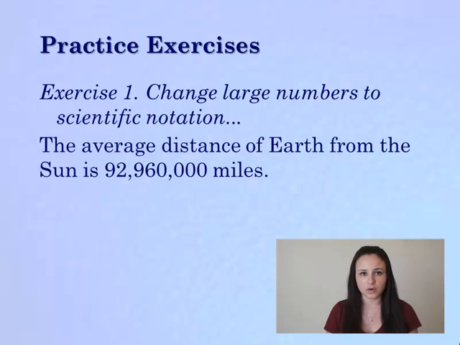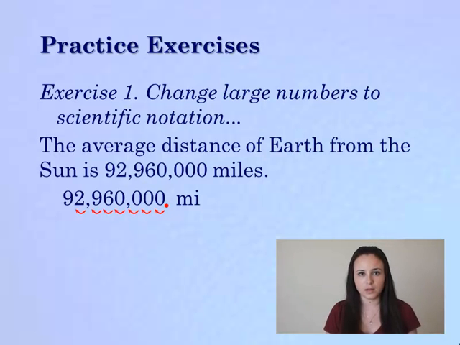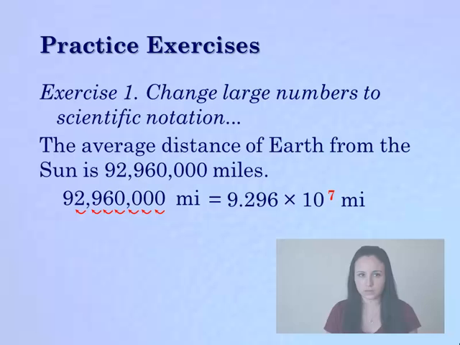The average distance of Earth from the Sun is 92,960,000 miles. Well, how would we express this number in scientific notation? As you've seen, you would find the decimal point and move it over to form a prefix that is between 1 and 10. In this case, 9.296, we'd have to move the decimal point over 7 places. So that becomes our exponent. And our number in scientific notation then is 9.296 times 10 to the 7th miles.